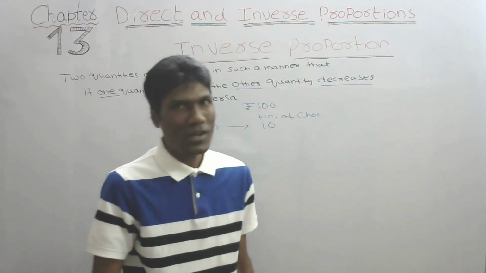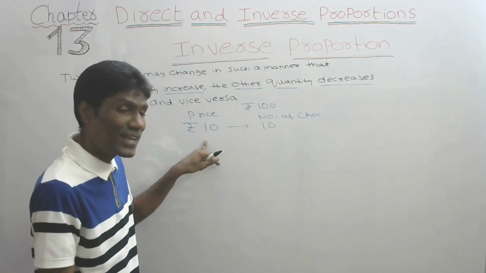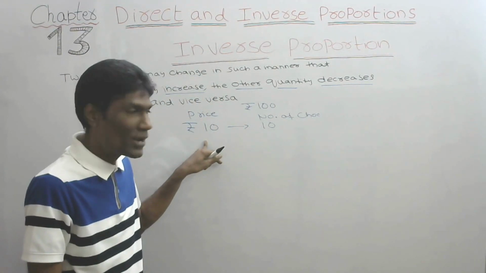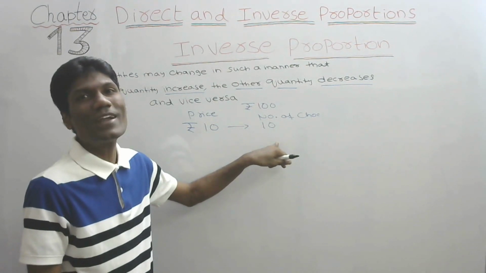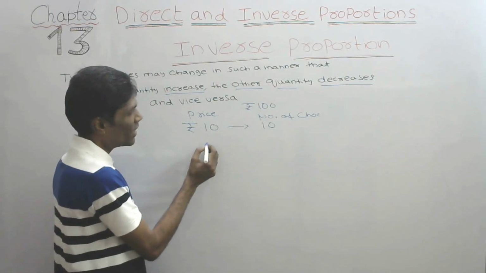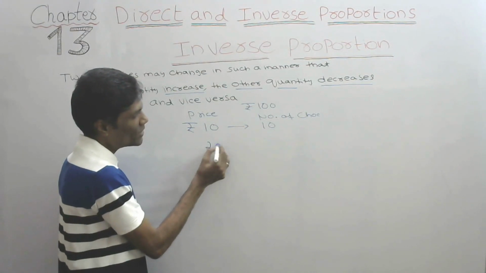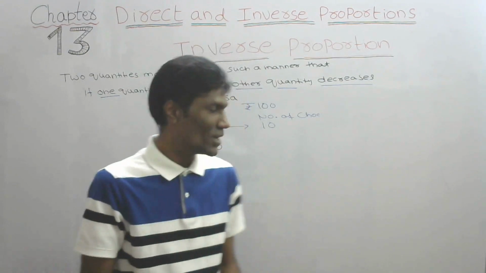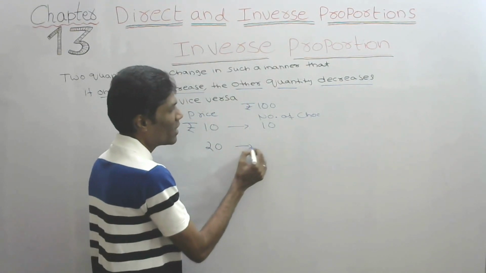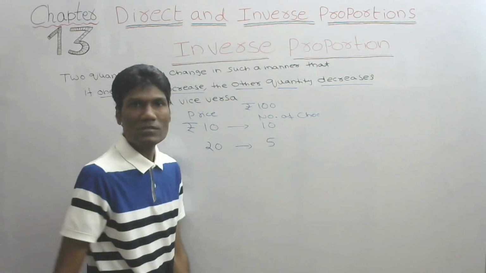Okay. Now, if I increase this number, what is going to happen? This is going to decrease or increase? It is going to decrease. Say, if the chocolate price is 20 rupees, I am taking a bigger one, 20 rupees. Then how many chocolates will I get? I will get only 5 chocolates.